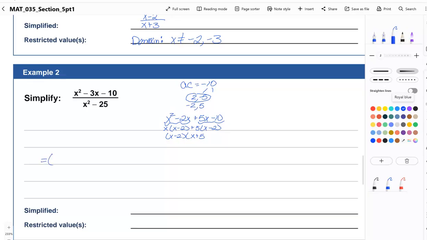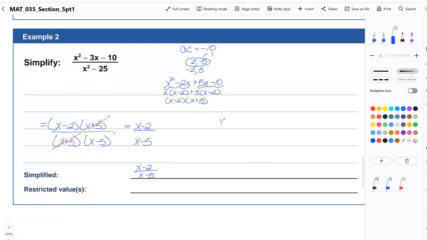So if I look at this guy, the top factors into x minus 2 times x plus 5. The bottom is a difference of squares. It's x plus 5 times x minus 5. So we can see that we have this x plus 5 group in common. And that's going to leave us with x minus 2 in the top and x minus 5 in the bottom. So x minus 2 over x minus 5.